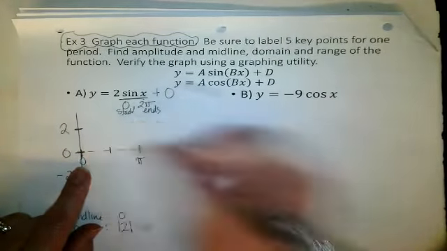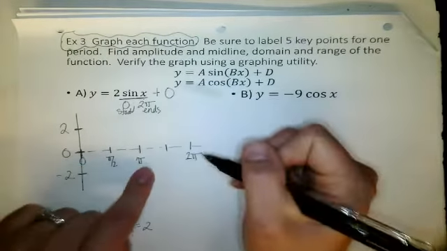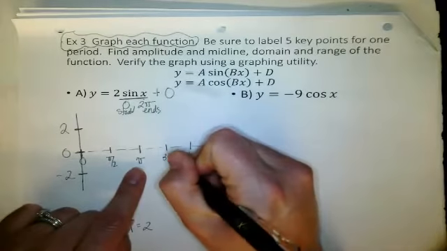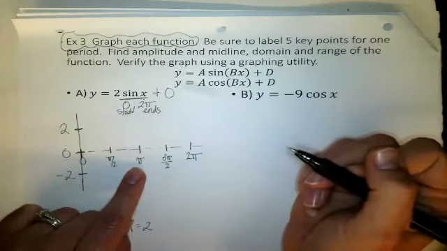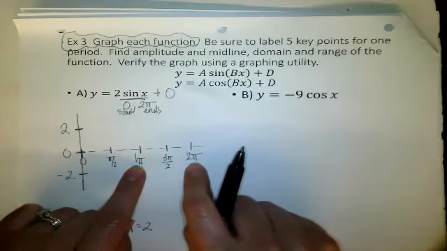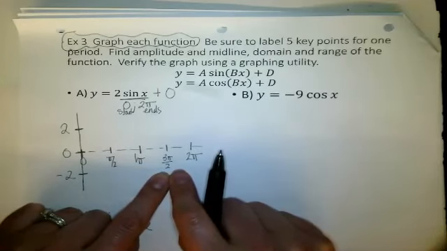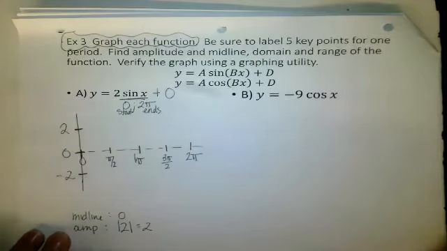What's halfway between 0 and pi? Pi over 2. What's halfway between 1 pi and 2 pi? 3 pi over 2. And I just want to point out that we're adding and dividing by 2. Okay? Because that's going to change tomorrow. All right. Now you've got all your labels.